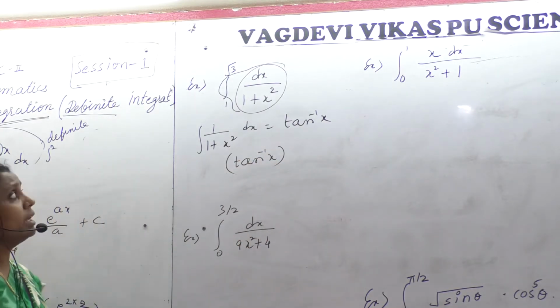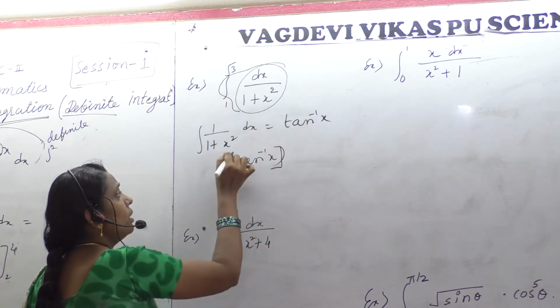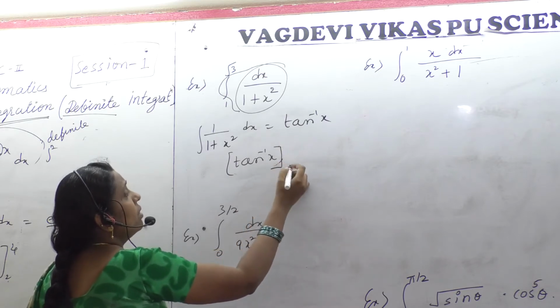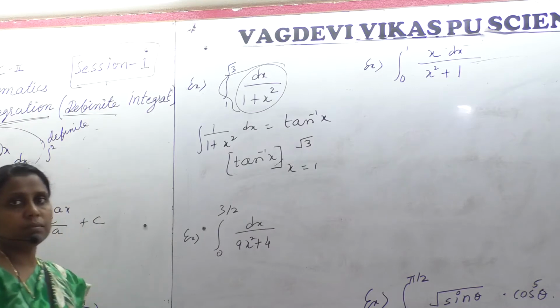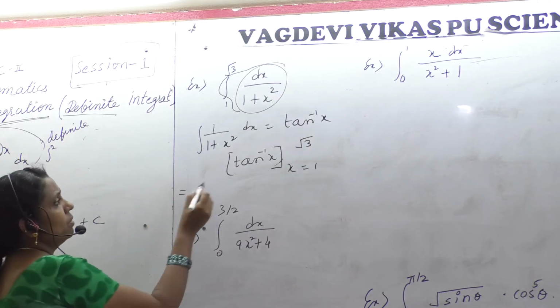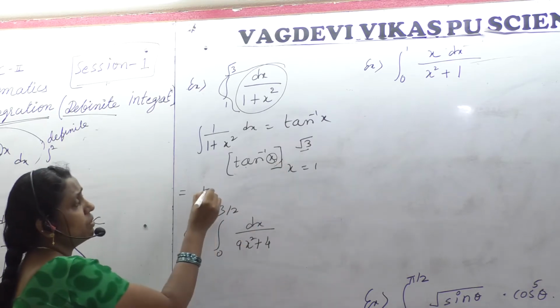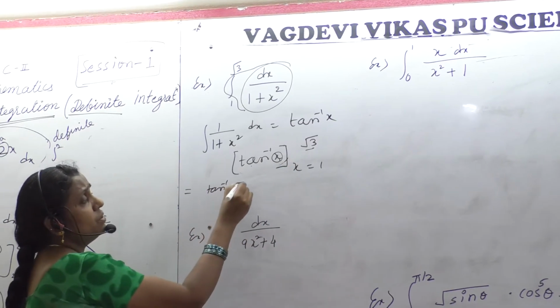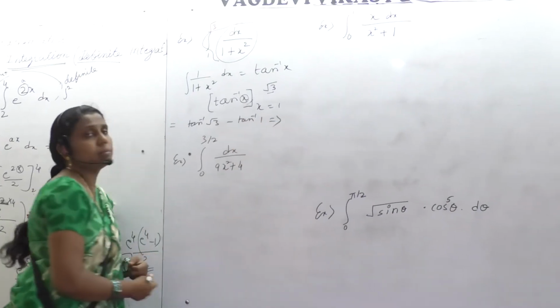Got it? Next, the limits are to be taken. Better you use which bracket? Square bracket. X equal to 1 to root 3. And it is equal to tan inverse x. In place of x you have to put root 3. Tan inverse root 3 minus tan inverse 1. Is it not? So this implies.